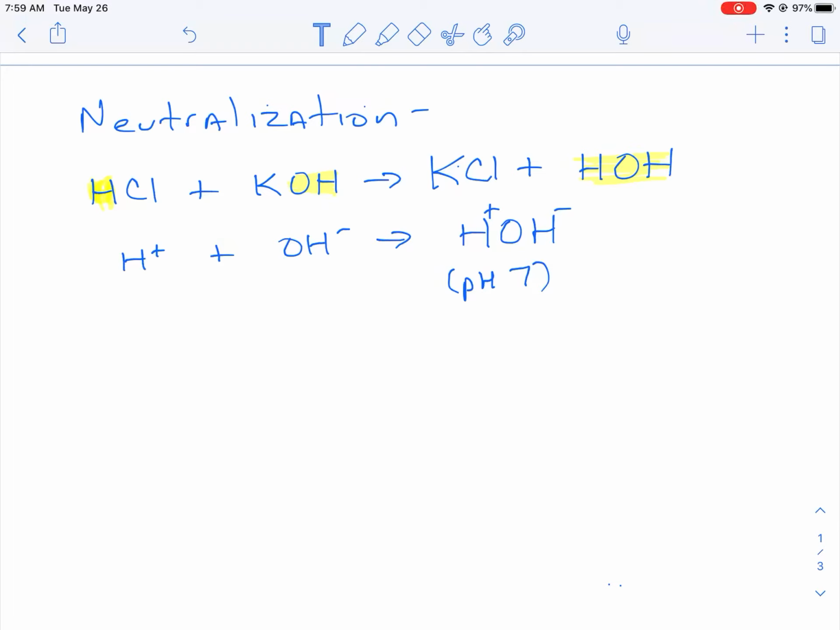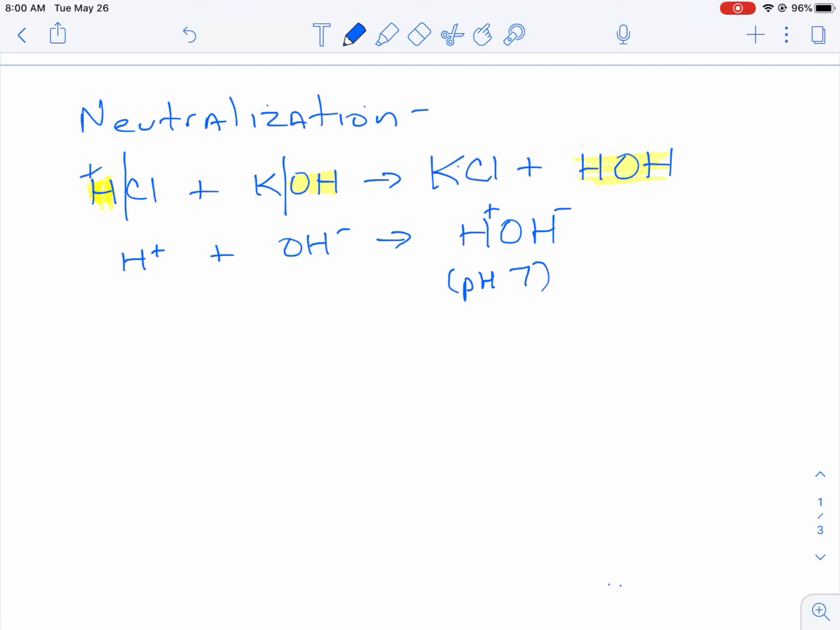Today's topic is going to be called neutralization. As we already learned what an acid was and what a base was, neutralization is just putting the two together. If you take a look at the equation that I've listed here on the page, I took an acid, hydrochloric acid, I mixed it with potassium hydroxide, and I created a salt by doing a double replacement between the positive ion of the acid, which is the hydrogen ion, getting together with the negative ion.